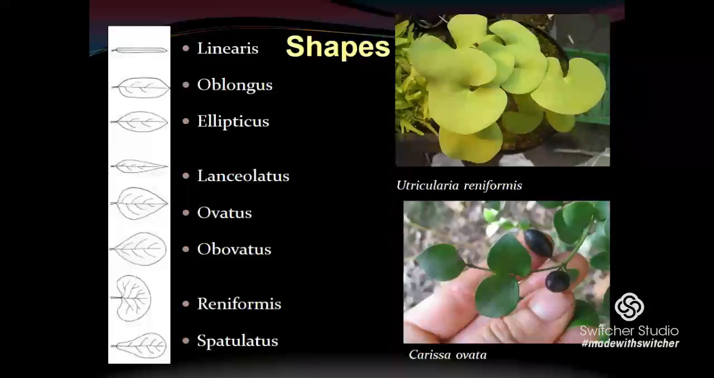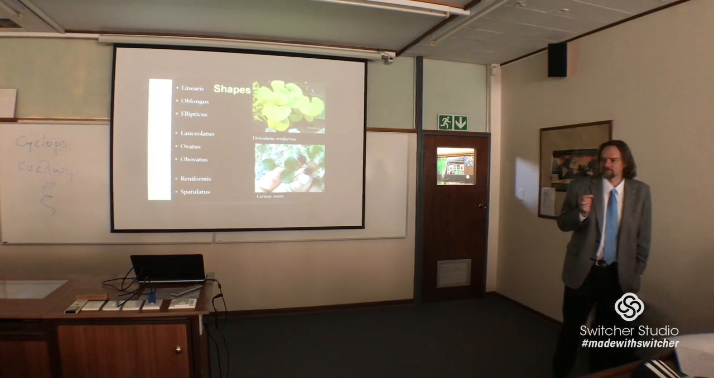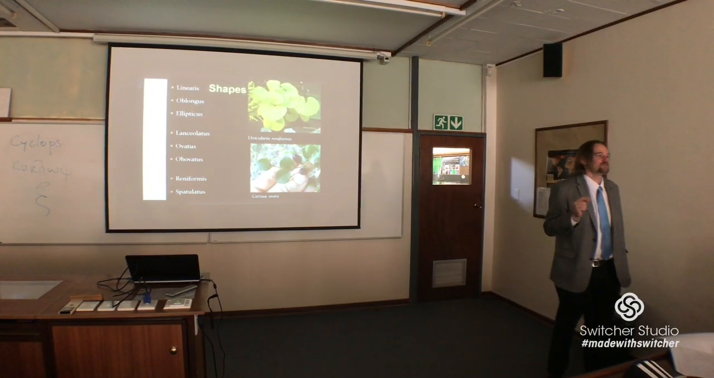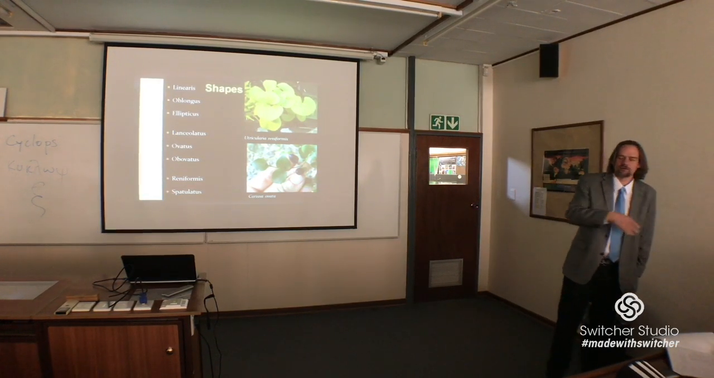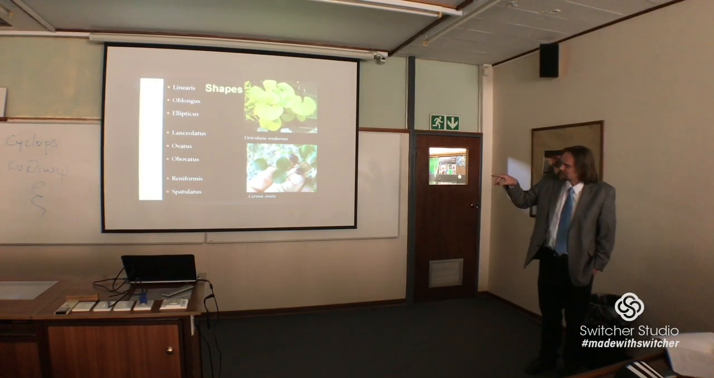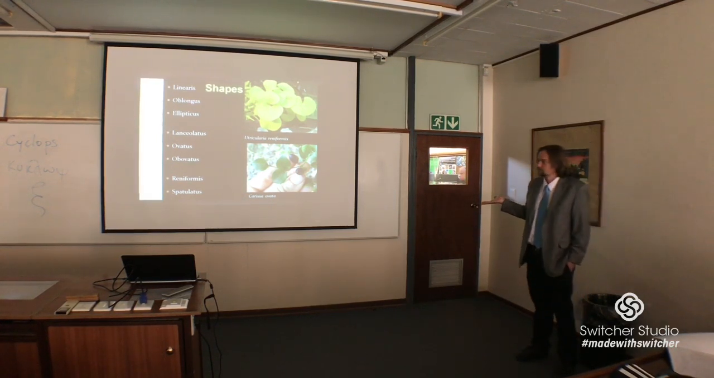So what shape is reniformis? No, it's not a bean. What do you have when you have renal failure? Kidney. That's why you go to a nephrologist. Nephros is the Greek for kidney. It's kidney-shaped, reniformis. Formis meaning form. Reniformis.